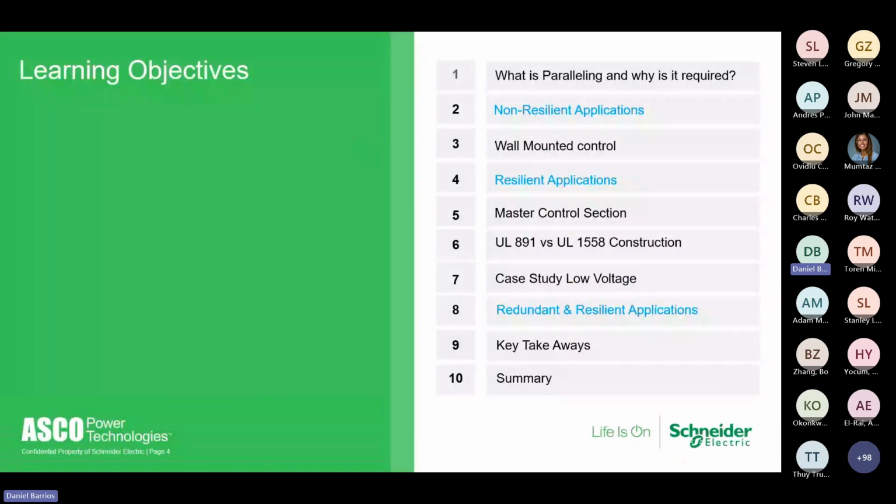Going to touch on just some preliminaries in a minute. What is paralleling? Why is it required? We're going to refer to these three blue terms: non-resilient. That is just simple generator sets parallel to a common bus. We'll explain those and maybe some of the applications as to when that may be totally acceptable to your client. The resilient is our middle tier, which we will refer to as a load management system. They're still doing the paralleling, but we're going to put a master control section on top of that. And then at the end, the redundant and resilient is what you know as traditional paralleling switchgear.